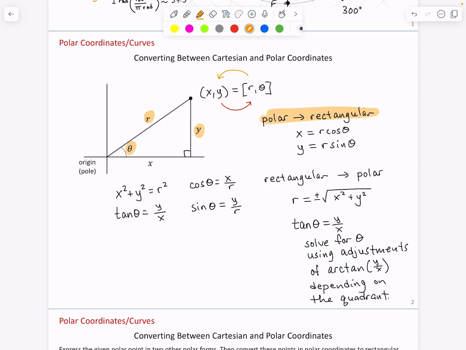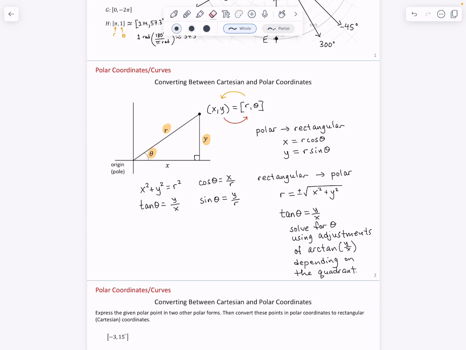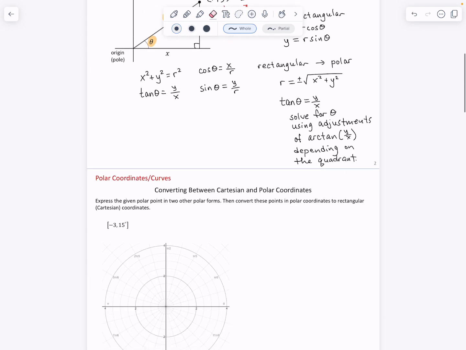The simple direction will be polar to rectangular, and the more complicated direction will be going from rectangular to polar, because we're going to see that there are infinitely many ways you can write the location of a point using polar coordinates. Let's put this to practice on the next slide.